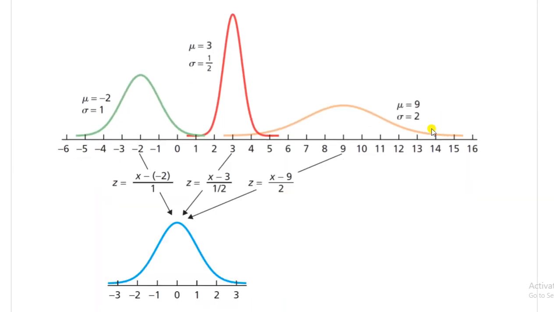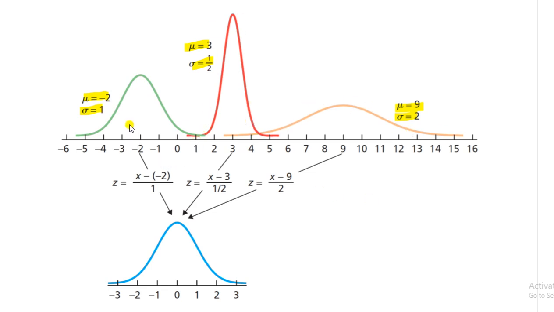Let's say 3 different normal distributions are given to me. The first one with mean mu and sigma 1, the second with mean 3 and sigma 1 by 2, the third with mean 9 and sigma 2. So see, this one is very tall and this one is very flat.